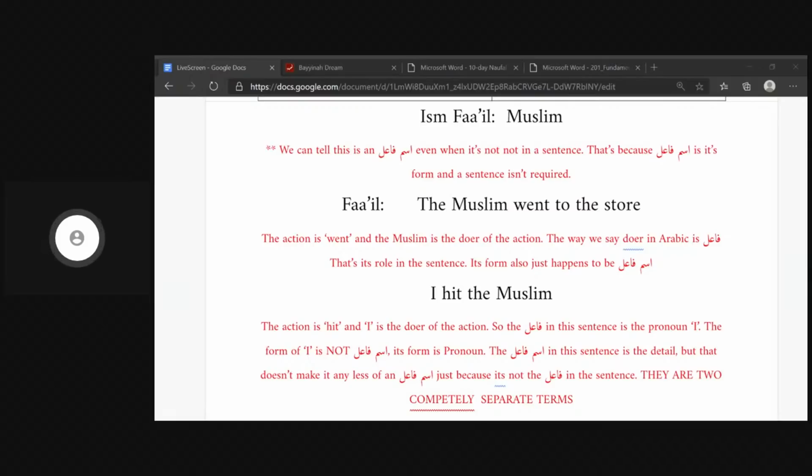So if I took the word istaghfara, which means to seek forgiveness, the ism fa'il of istaghfara is mustaghfirun. So a mustaghfir is somebody who does the action of istaghfara. Alima means to know. The ism fa'il of alima is alim. So an alim is somebody who does the action of knowing. Is that a little bit more clear? The ism fa'il is whoever does the action of that verb, but that's just in meaning. Okay.